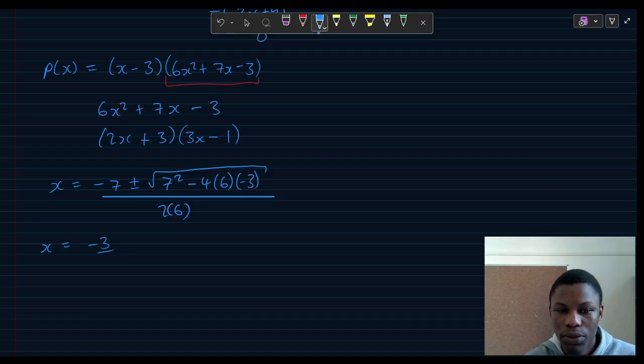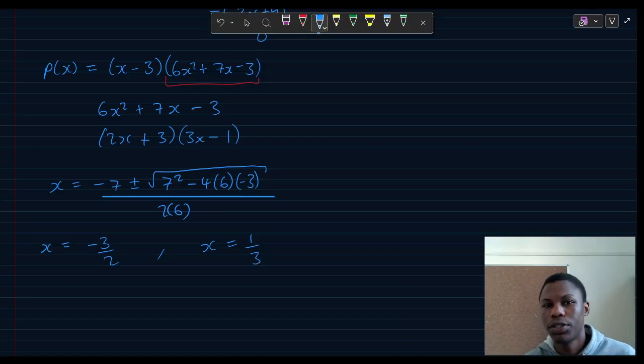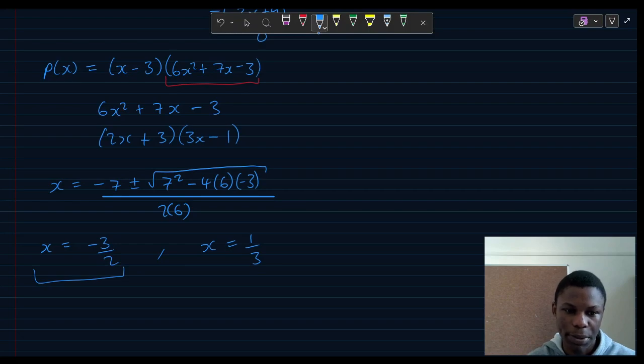negative 3 over 2. That's one of your solutions. And the other one will be 1 over 3. And what you're going to do is to work backwards. First, get rid of the denominator because we don't want a fraction. So if we look at this one, multiply both sides by 2 so that you have 2x is negative 3. And then move the negative 3 to the other side. So you've got 2x plus 3 is equal to 0.